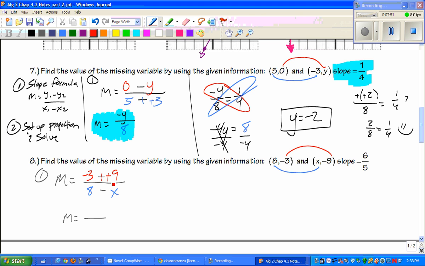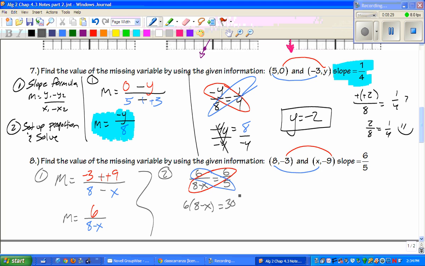On the top, you end up getting 6. In the bottom, we can't reduce that, so that stays the same. So now when we're setting up our proportion, we have 6 over 8 minus x equals 6 over 5. So we will be multiplying 6 and 8 minus x, and on the other side you're multiplying 6 times 5, which you can do right away, which is 30.